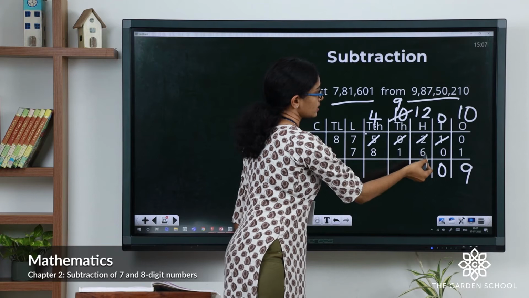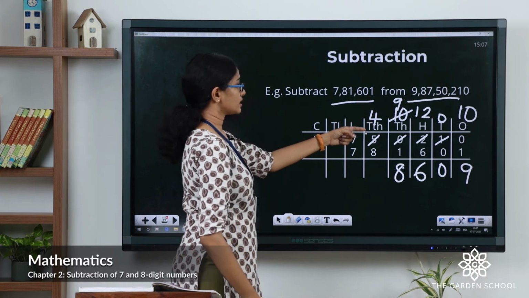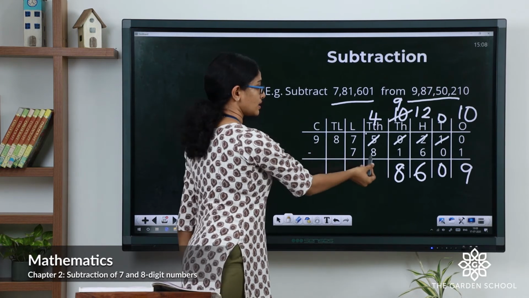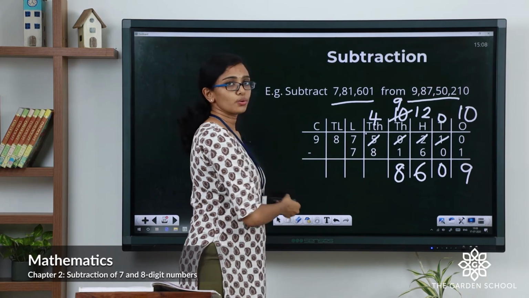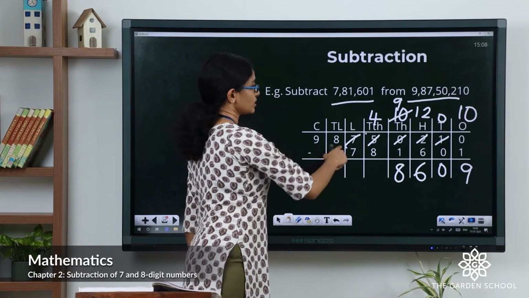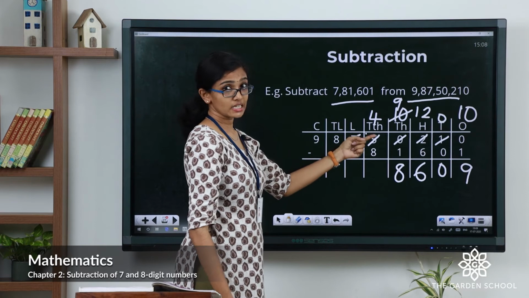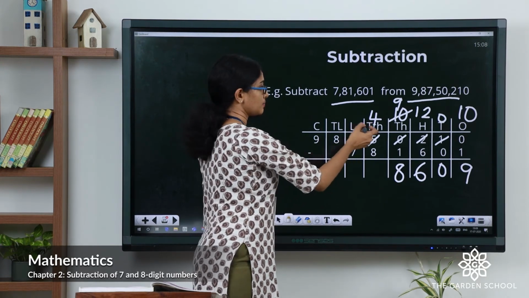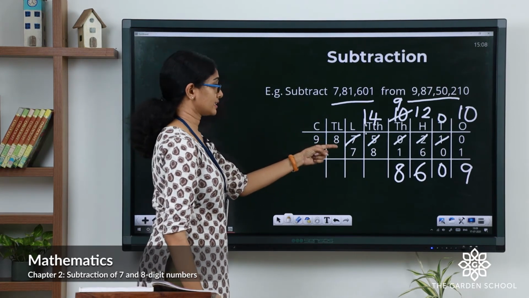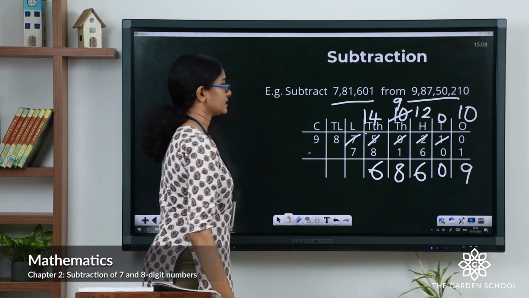Okay, now here 12 minus 6 is 6, 9 minus 1 is 8, and in the 10,000s place we have 4 ten-thousands minus 8 ten-thousands. We cannot take away 8 from 4. So let's borrow from the next place again. So from the 7, I am borrowing 1 lakh to the 10,000s place. So I have 10 ten-thousands, which is 1 lakh, plus this 4 ten-thousands. So it became 14 ten-thousands. So from this 14, I am taking away 8. That gives you 6 ten-thousands.